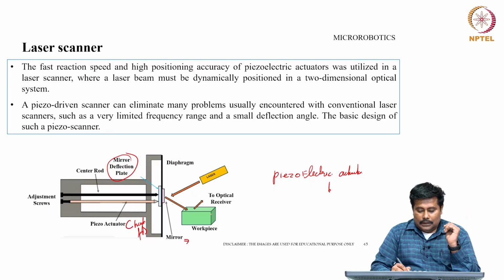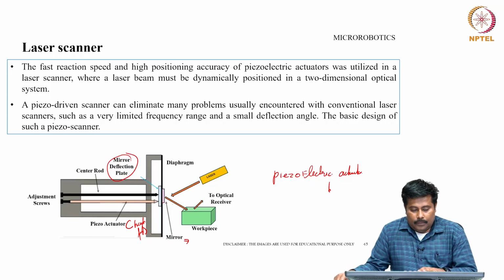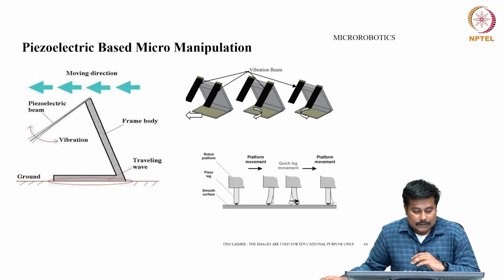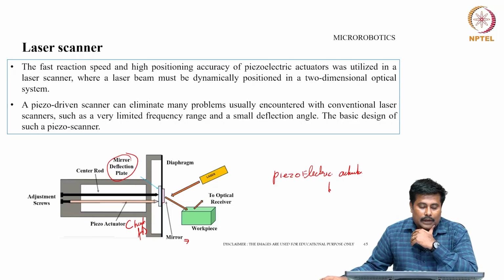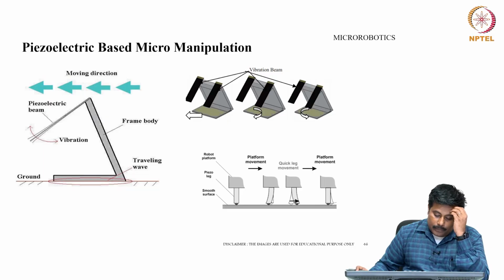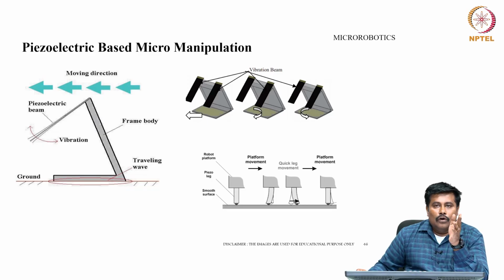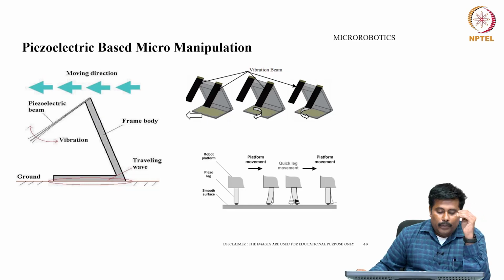This displacement hits the workpiece, and from there we can study the optical receiver capability we are looking for. Okay, so this is one configuration with reference to the laser scanner. The other configuration is a piezoelectric based micromanipulation. So in this piezoelectric based micromanipulation, how a piezoelectric is used as an actuation mechanism, especially for the movement of the surface.